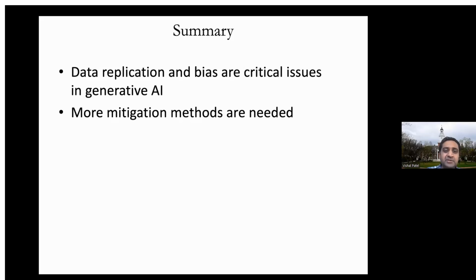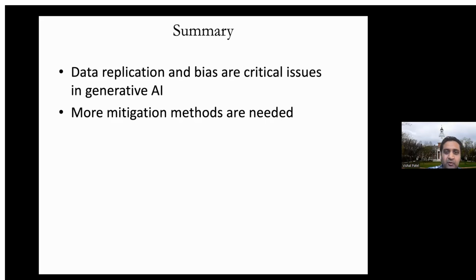These privacy issues are very, very important. And you have to deal with this, data replication and bias problems in generative AI. And if you look at the literature, there are a few papers, including the one that I just showed you, that sort of highlight the issues with these diffusion-based generative models, but they don't really propose any mitigation strategies. So when it comes to mitigation, it's a completely open problem.